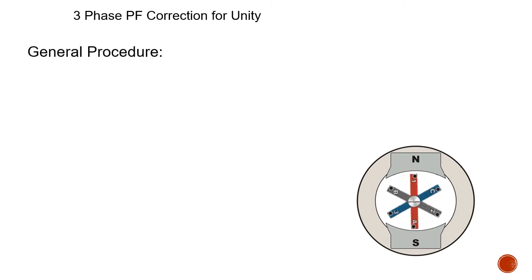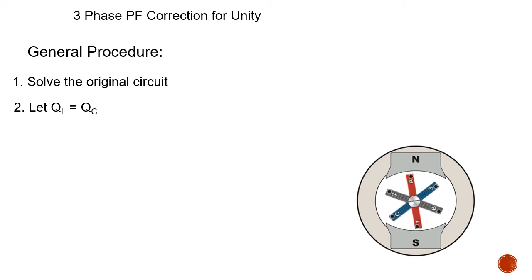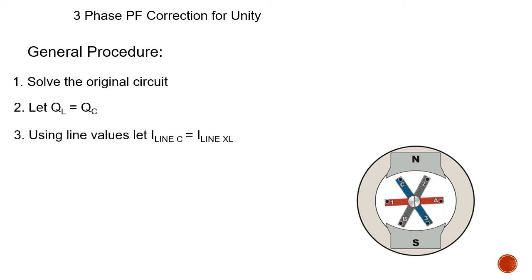So let's do a quick recap. Three-phase power factor correction for unity. The general procedure is solve the original circuit. Solve your RL circuit, find all your powers. Once you get all your powers and all your currents, let your QL equal QC. Since it's the same power and the same voltage, you can let your capacitive line current equal your inductive line current.